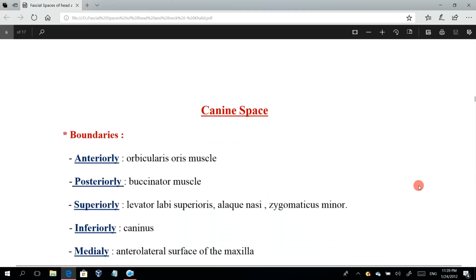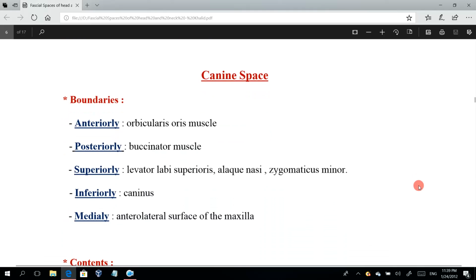Now we discuss each space separately. Each space has boundaries, contents, and so on, and the source of infection that reaches this space. First of all, we have the canine space. Boundaries of the canine space include, anteriorly, the orbicularis oris muscle.